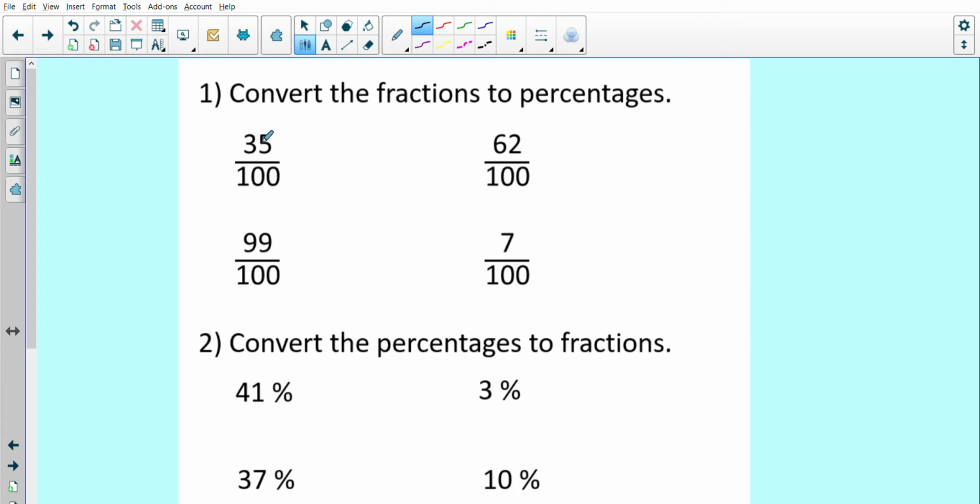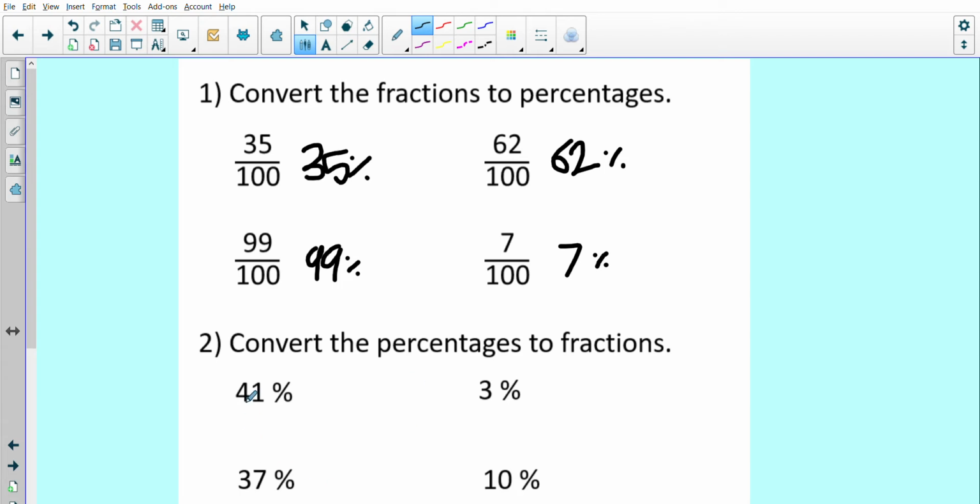So, 35 out of 100 is 35%. Nice and simple. 62% is 62 out of 100. 99 out of 100 is 99%. And 7 out of 100 is 7%.